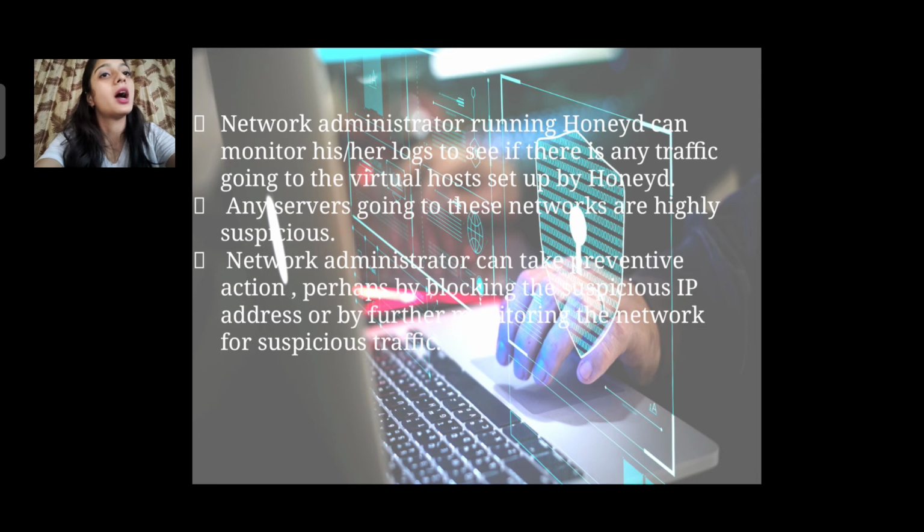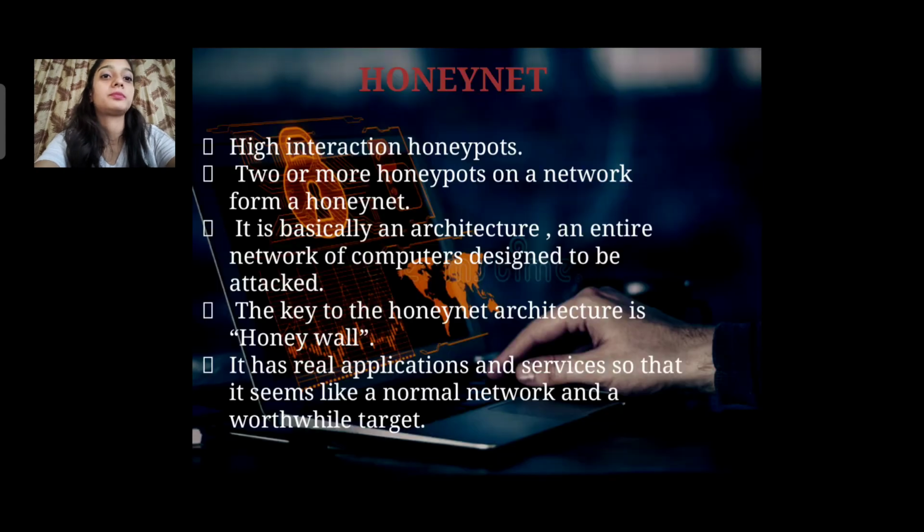In addition, Honeyd automatically updates its list of unused IPs as systems are added or removed from the network. Any traffic going to these addresses is highly suspicious. The network administrator can take preventive action, perhaps by blocking the intruder's IP address, or by further monitoring the network for suspicious traffic.